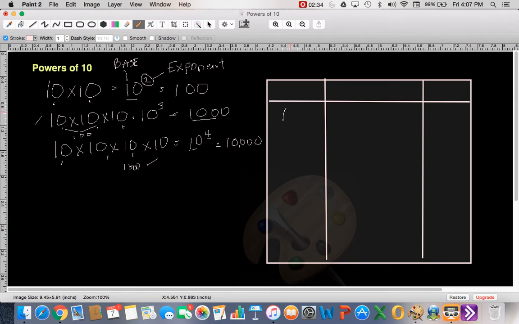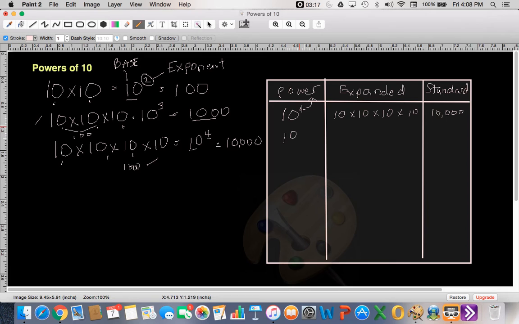Got it? So if we're going to make a table, let's say this would be 10 to the power of 4, okay? And you make it 10 times 10 times 10 times 10, that would give you 10,000, right? So 10,000 here, you call it the standard form. And 10 times 10 times 10 times 10, you call it the expanded form. Here, 4 here, you call it the power of 4.